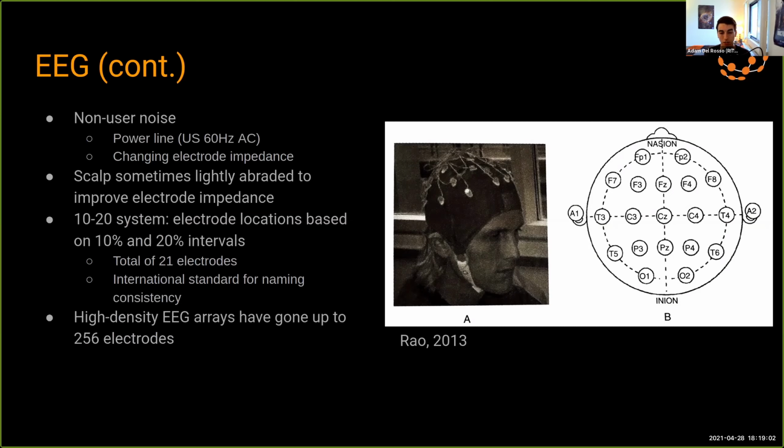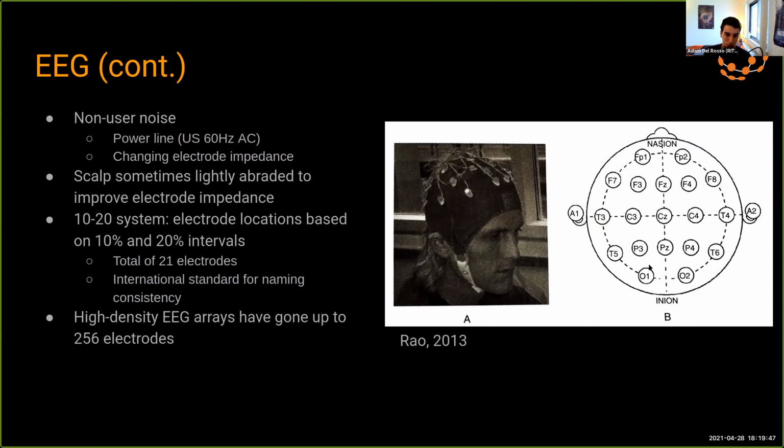And for non-user noise, power line noise, very common. I mean, this is going to be the strongest thing that you see in your data. And so it's very common to just throw a notch filter in to filter out at 60 hertz or 50 hertz, depending on where you're living. And electrode impedance can also change over time as you're wearing the headset. And so that will change what we're picking up from these electrodes over time. Sometimes people abrade the scalp to get a better connection. I found this wasn't necessary with what I'm working with here with the OpenBCI electrodes.